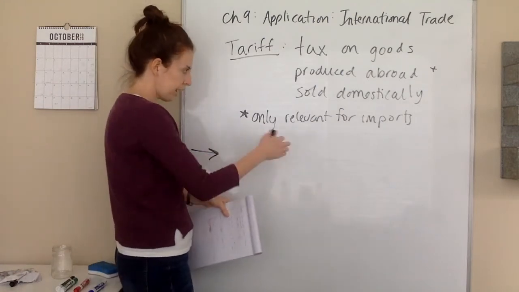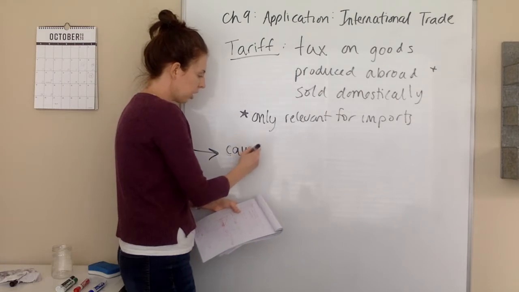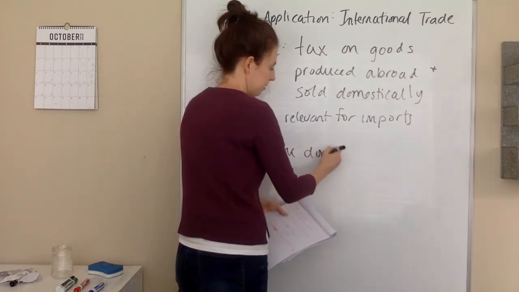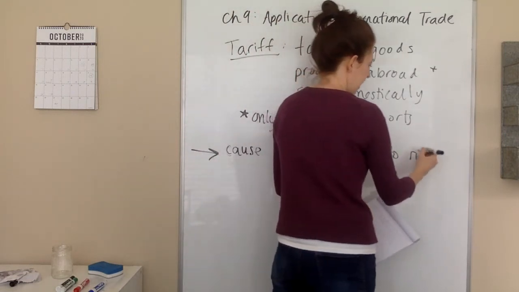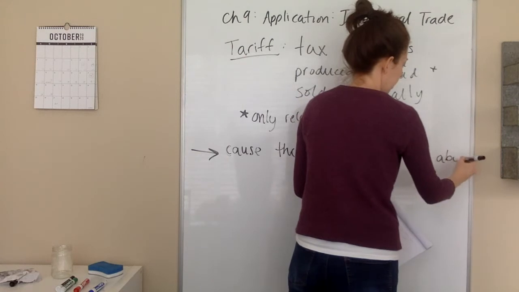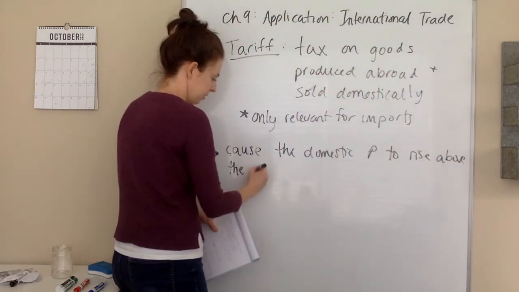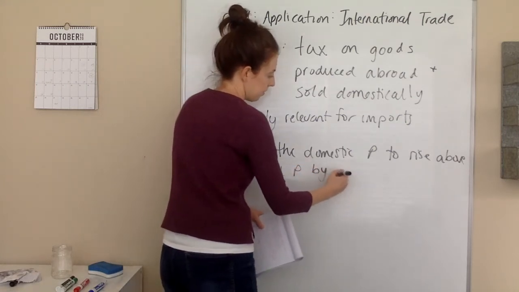Okay, so let me write this and I'll show you a picture of it. Tariffs cause the domestic price to rise above the world price by the amount of the tariff.